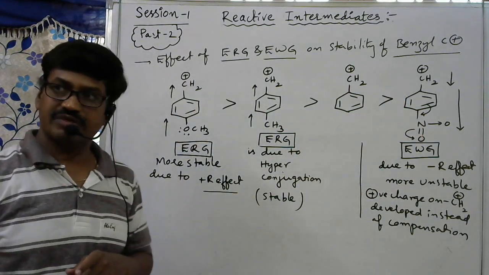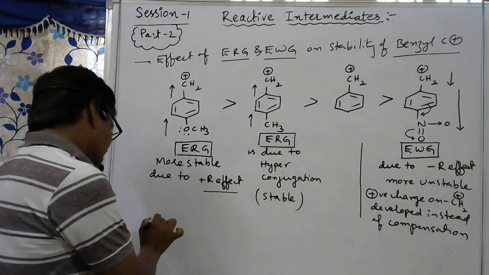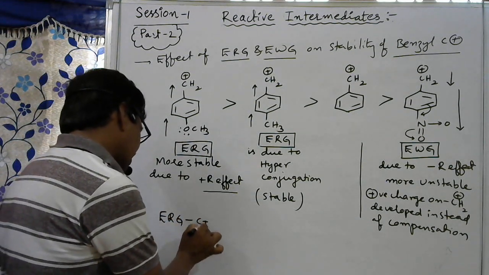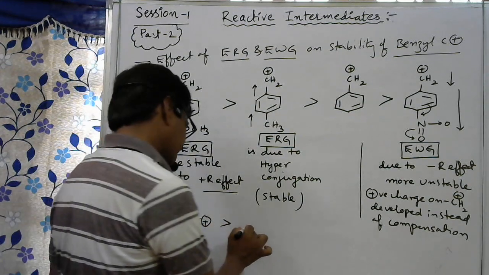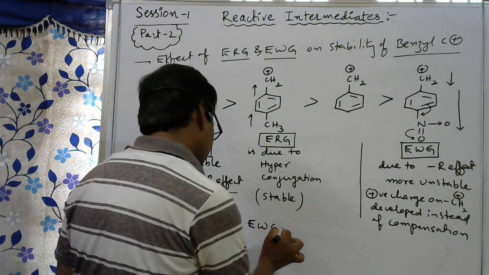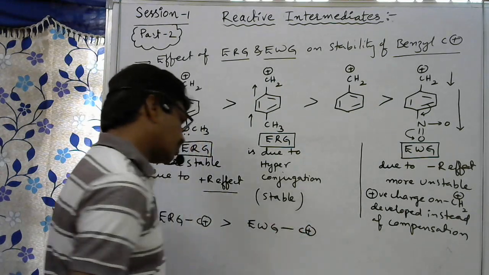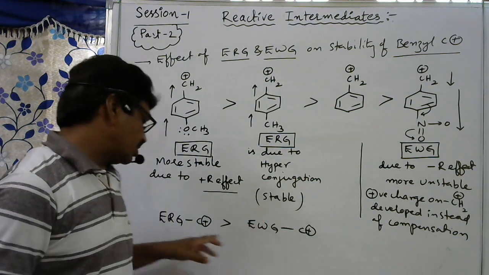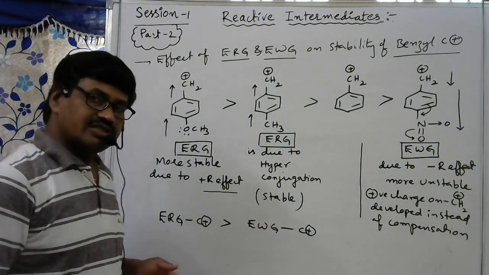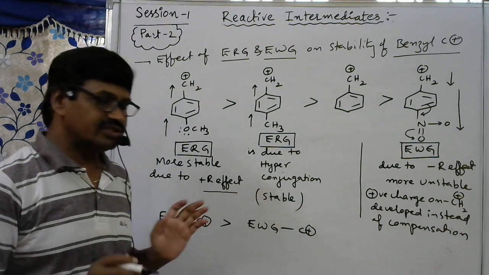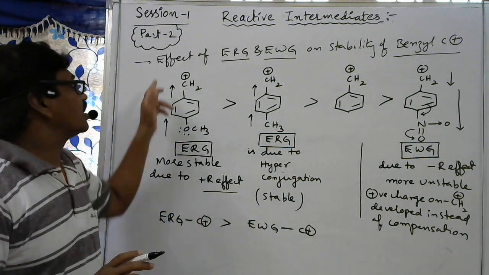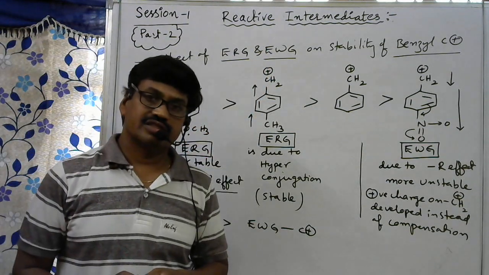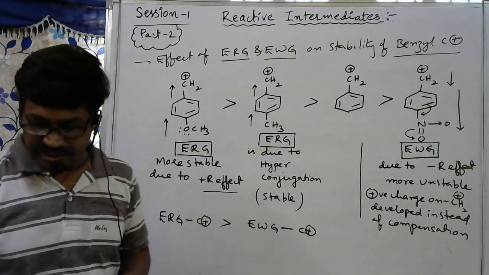So these are questions they may ask. ERG carbocations are more stable than EWG carbocations. This you have to remember. Whenever electron withdrawing groups are present, stability decreases. Whenever electron releasing groups are present, stability increases. So this is an important thing. This is about the effect of ERG and EWG on stability of benzyl carbocations.